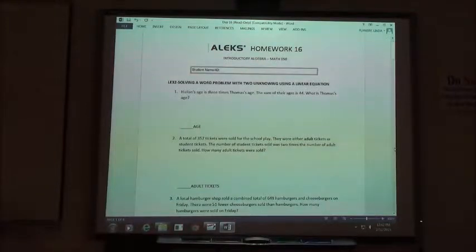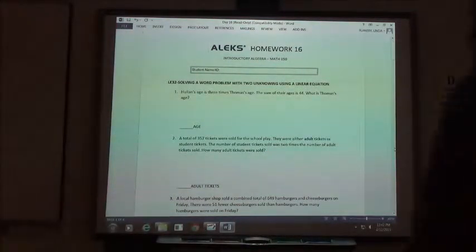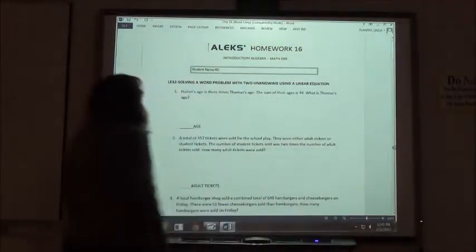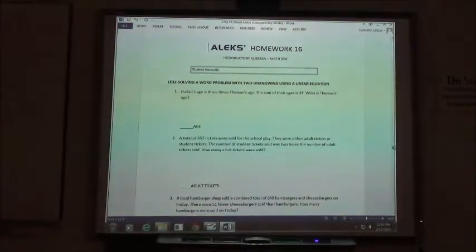Attention skills aren't very well. And we'll try to straighten these out for you. So we're going to solve a word problem with two unknowns, which means we're going to have two variables.